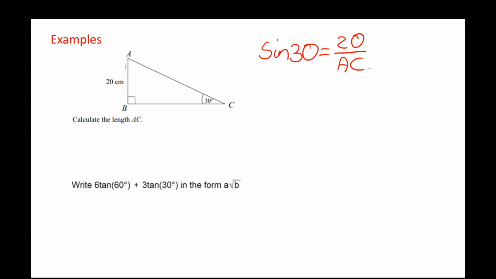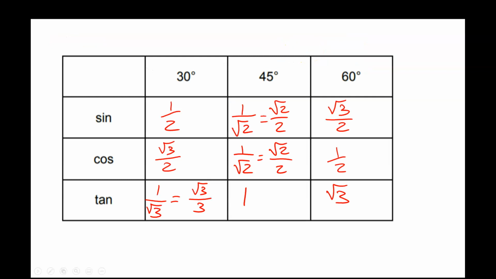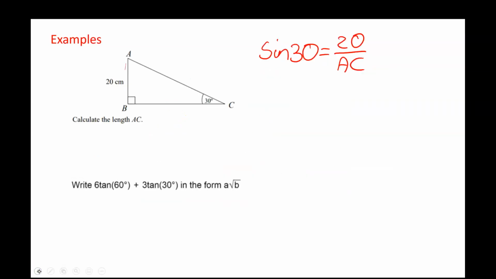Well, we're not allowed to use our calculator, so let's have a think. What's sine of 30? Well, sine of 30 is a half. So AC is equal to 20 divided by half. Sine 30, we just looked it up. Hopefully we might even better remember it. 20 divided by half. Well, how many halves go into 20? 40. So it's 40 centimetres. So we can actually now do trigonometry without a calculator.